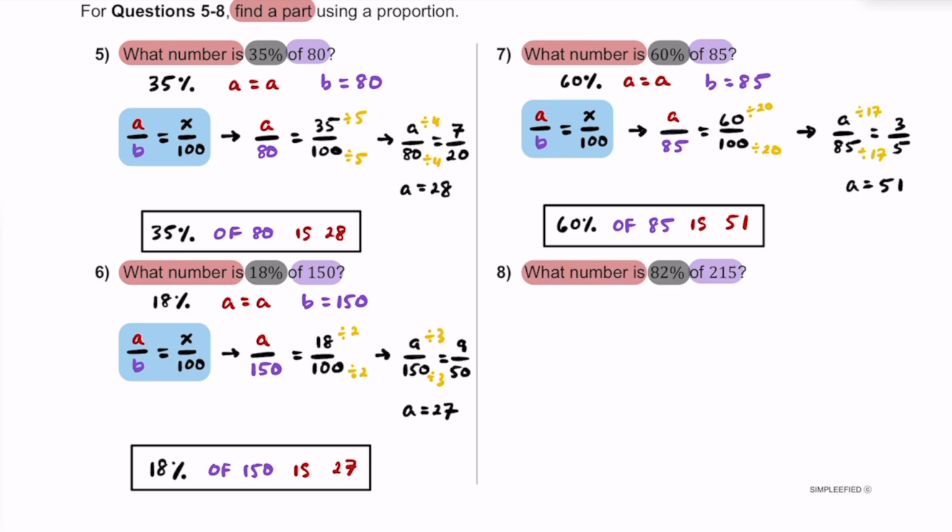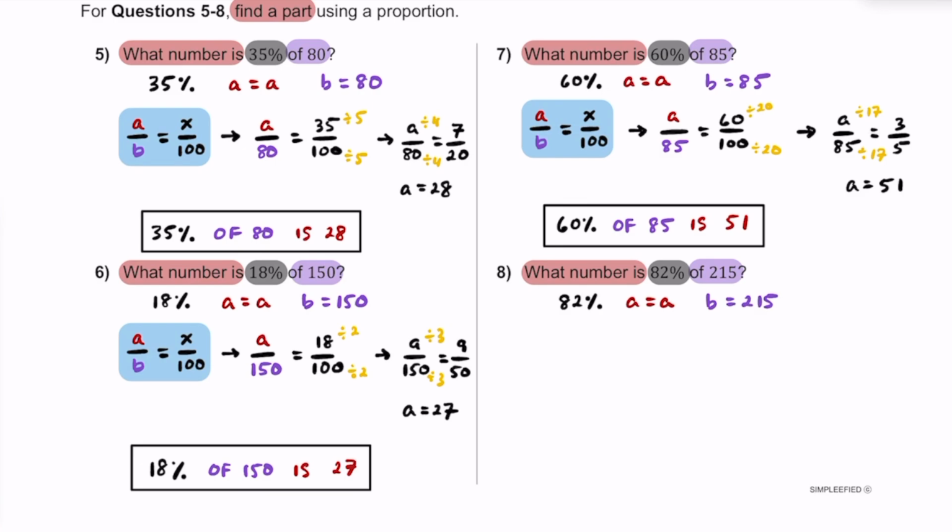All right, for this next one here, we have what number is 82% of 215. So let's see here. Our percentage here is 82%. Let's go ahead and just write that down. It says what number is, so we don't know the part. Let's just say A is equal to A for a moment. And then for of 215, we can say B is equal to 215.